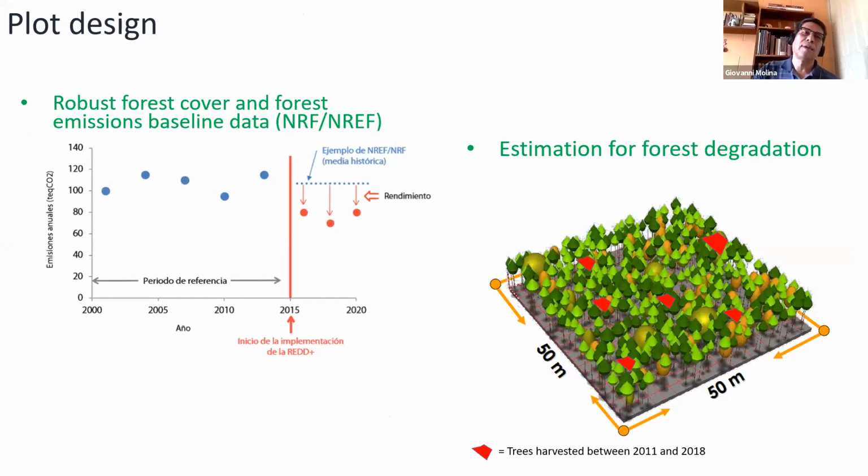This is the design of the plots. We check, like I mentioned, 25 points per plot with 50 meters of distance. This has served as the baseline for the construction of the forestry reference level that has been presented this year to the convention. Also to estimate ecosystem degradation.